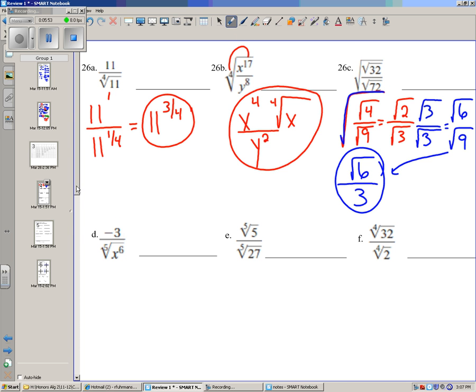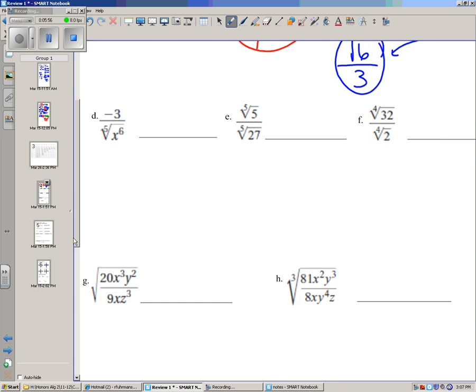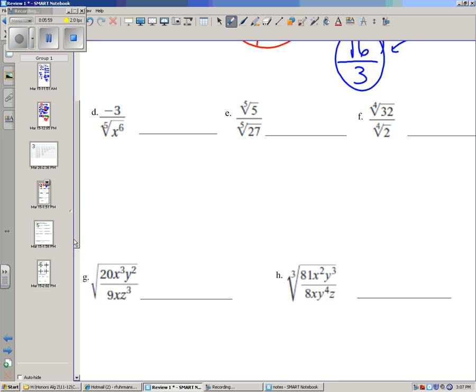Again, you guys, there's different ways you can go about these problems. My method is not necessarily the most efficient way. Looking at D, the only issue I'm going to have here is I'm going to have to rationalize. I could take some of that x out in the denominator, but no matter what, I'm still going to have to rationalize. So I'm just going to go straight to rationalizing.